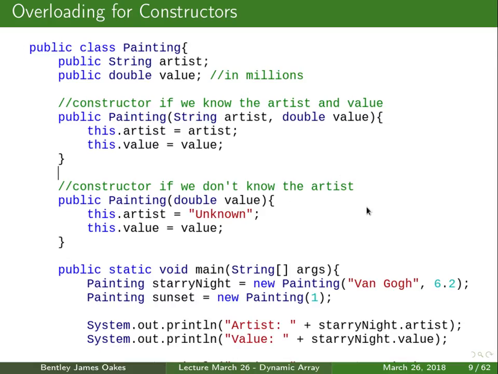Let's see the most common way of doing overloading. We usually overload the constructor in a class. So here we're in the painting class, where each painting has an artist and a value. Here we have one constructor that takes the artist and the value, and another constructor that only takes the value. So how can you call this? Here's one constructor call with the name and the value, and here is a constructor call with just the value. So Java figures it out. It goes, okay, this one has a string and a double. This one has a double. There's two totally different constructors. Everything's fine. Okay. Any questions about that?